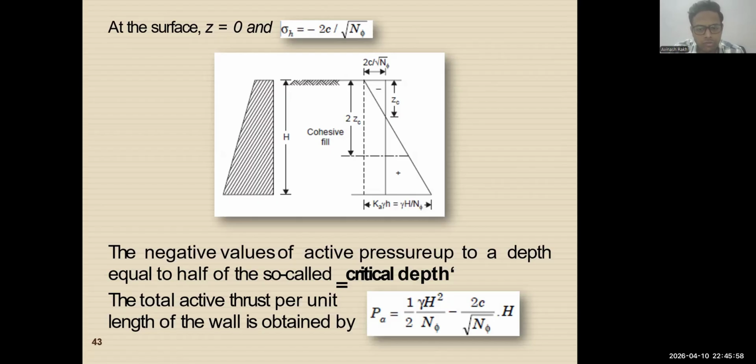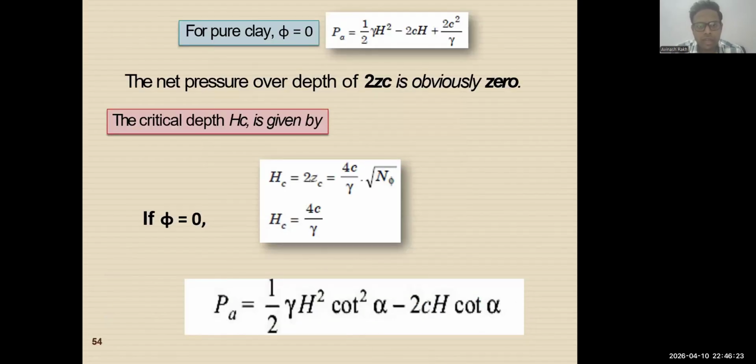So the pressure coming on is K gamma H plus gamma H by N phi. There are negative values of the active earth pressure to a depth equal to half of the so-called critical depth. So the total active thrust per unit length of the wall is obtained by Pa equals 1 by 2 gamma H square divided by N phi minus 2c upon root of N phi into H. For a pure clay, we can easily calculate when the angle of internal friction phi is 0, where Pa equals 1 by 2 gamma H square minus 2cH plus 2c square by gamma, where zc is the critical depth.